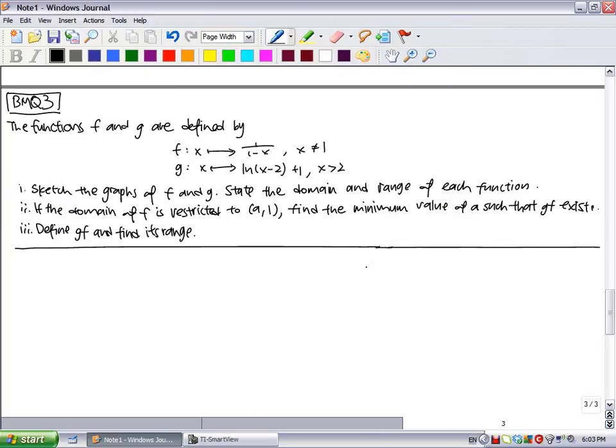Okay, on BMQ question 3, we have these two functions and we're supposed to draw the graphs of these two functions. This is actually just like curve sketching. If you draw it, you should get that the first one looks like this. Hang on. Okay, it should look like this.